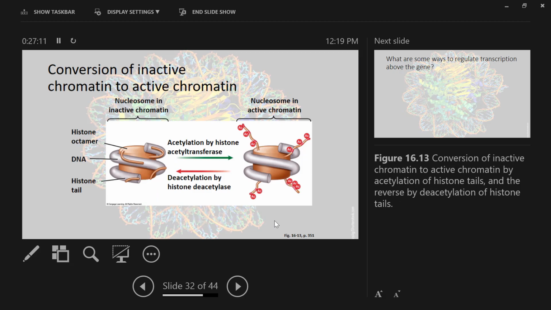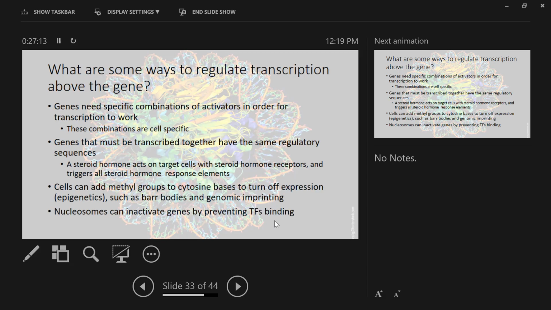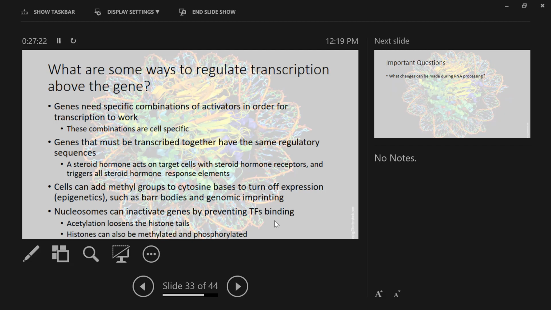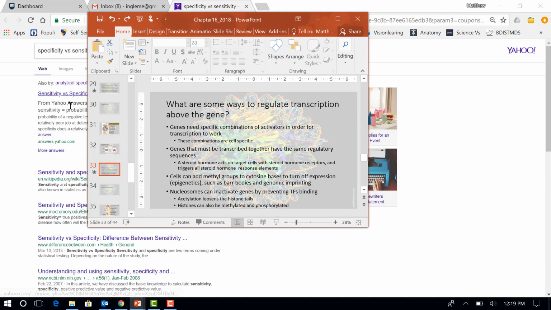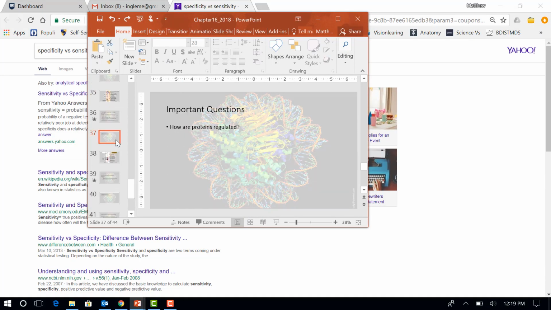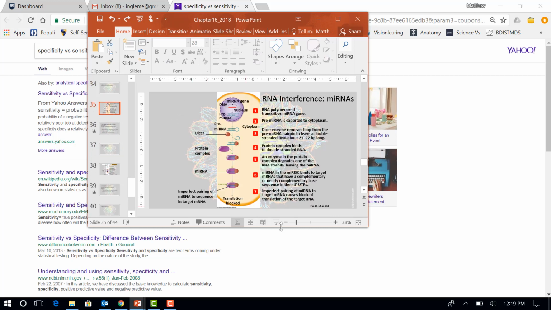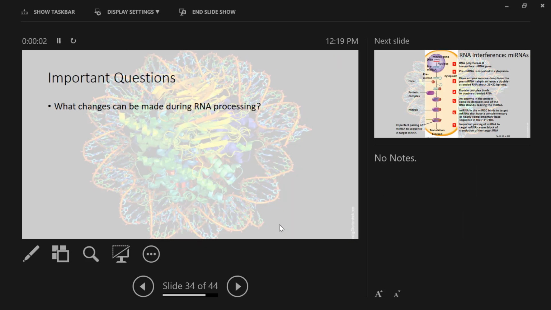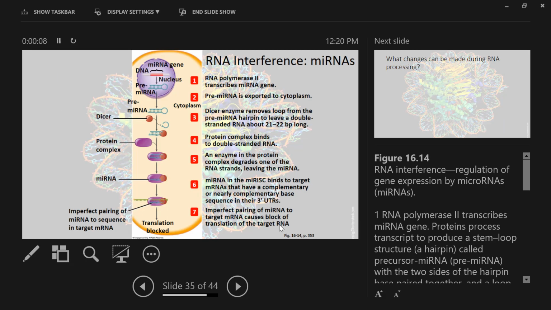And I told you I was going to focus on regulation at the level of translation, but here just in terms of talking about somewhat permanently changing levels of gene expression, I'm going to do this and move ahead to the level of translation. All right. So the question we have here is what changes can be made during RNA processing? And then this bleeds over into how we regulate it at the level of translation.